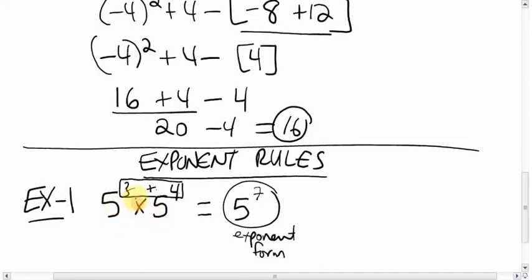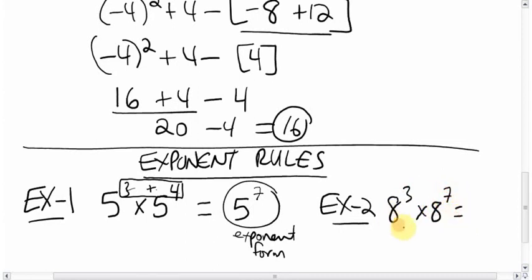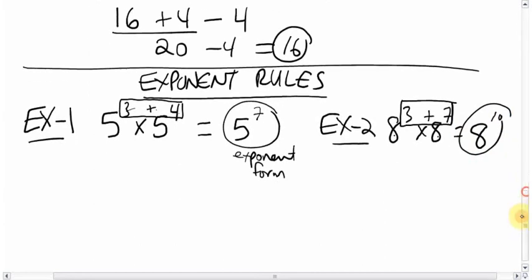When you're multiplying bases, you add the exponents. So, just to make sure that you get it, 8 to the power 3 times 8 to the power 7. Again, the bases are the same. We're multiplying, so with these, you just add them together. So it's 3 plus 7, which is 10. So it's 8 to the power 10. That's it.